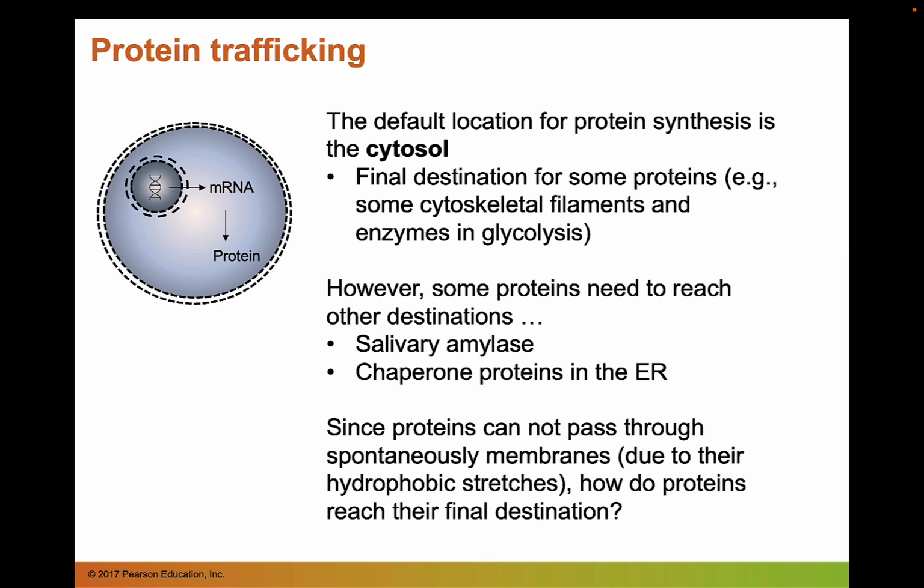And we're going to talk about some examples today where proteins are made in the cytosol and then trafficked into an organelle, so that's the default location, or how some proteins are actually going to be made in the ER, so adding a little bit more complexity to this picture I'm showing you here.